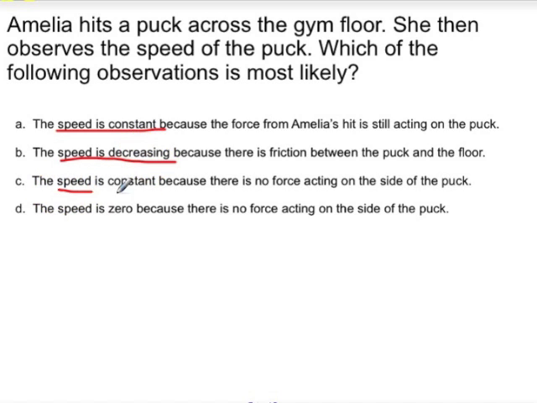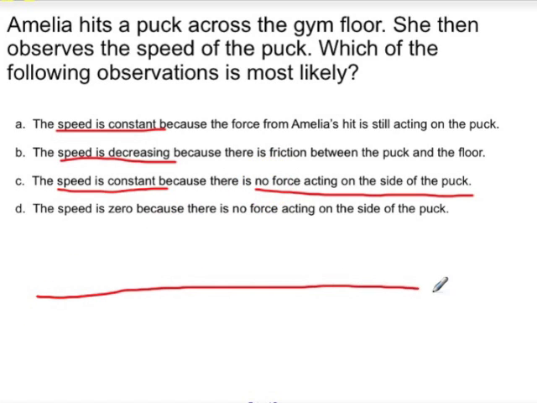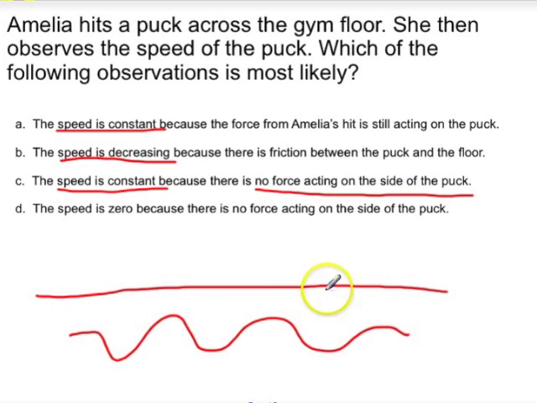Here it says the speed is constant because there is no force acting on the side of the puck. Well, if the puck was hit out like this, and there's no force acting on the side of the puck, it's not going to curve like this, it would go straight. So we know this is definitely an answer, because how many times have you seen a puck curve like this without anybody else hitting it?